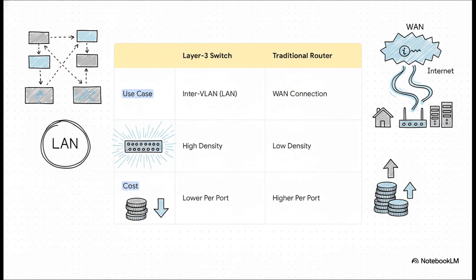Layer 3 switches are mostly used for routing inside a large local network, or LAN. Think of a big company that needs to quickly move data between its different departments. They have lots of ports, and they're fast. A traditional router is more of a specialist for connecting your network to the outside world, the Wide Area Network, or WAN, also known as the Internet.